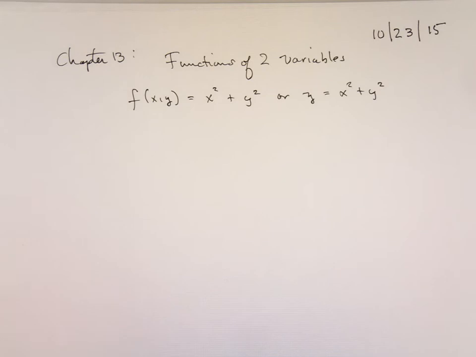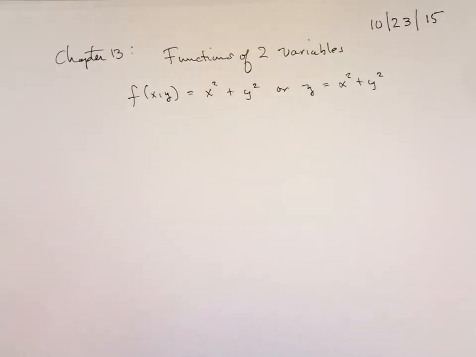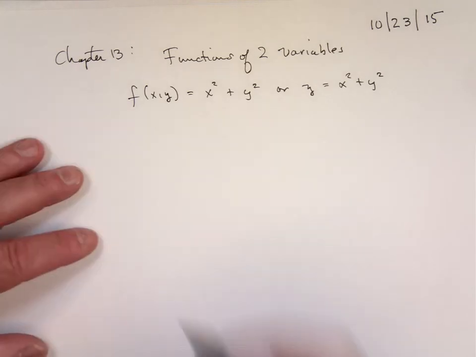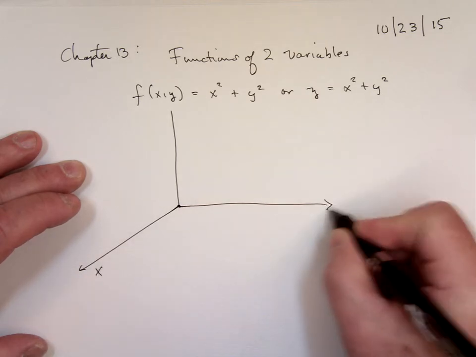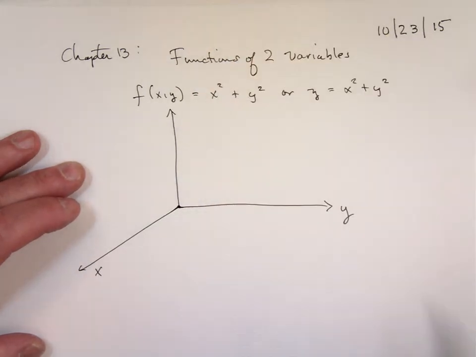So for this function of two variables, the domain consists of all ordered pairs in the xy plane, x and y any real number, but the range is the non-negative real numbers. What does a function of two variables do? It takes an ordered pair in its domain and assigns it a value in its range, that z value. When we take all those ordered pairs, we'll have a three-dimensional surface. Generally speaking, functions of two variables define surfaces.